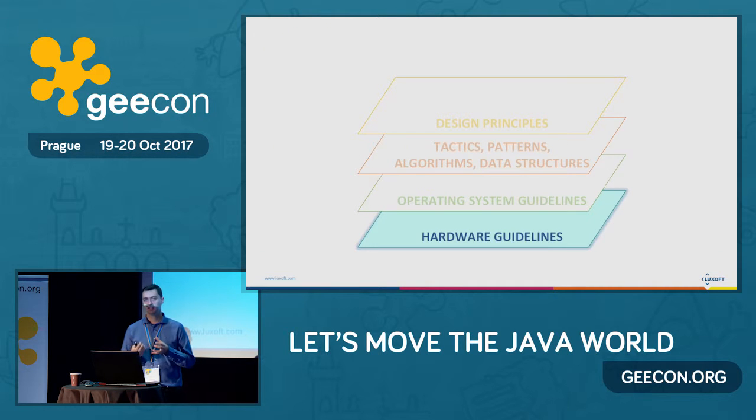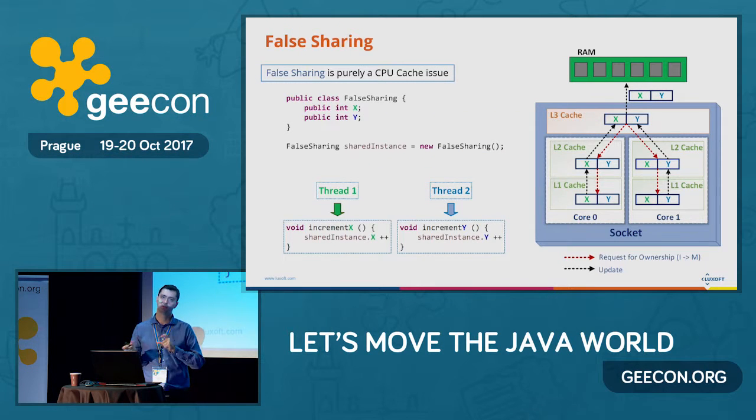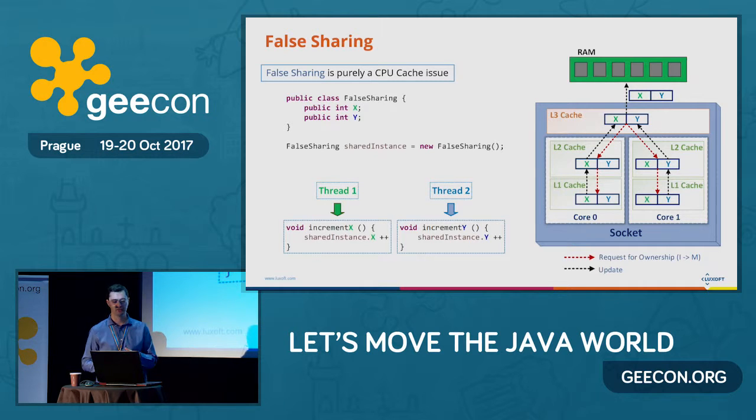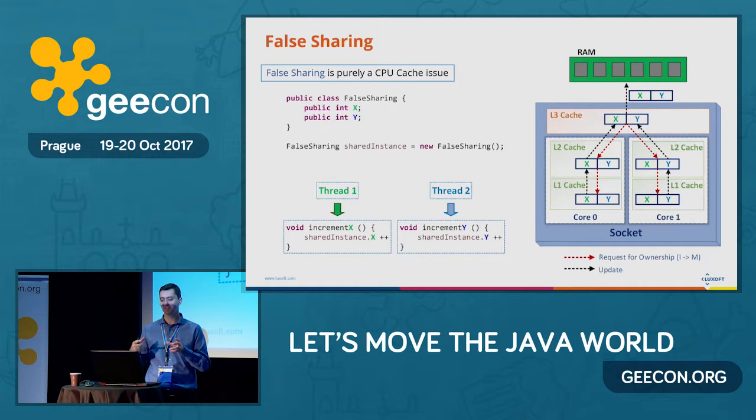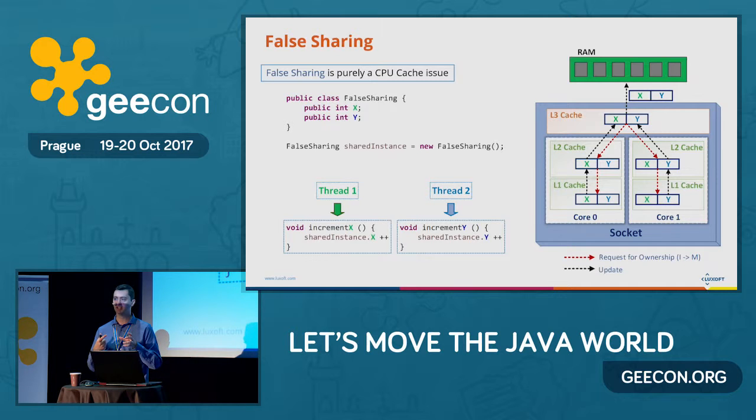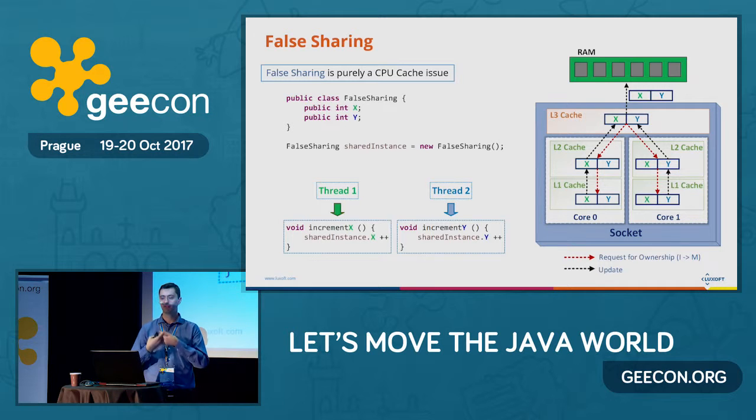The second level and the last one is in terms of hardware. The first one is also very well known and well discussed: false sharing. False sharing is basically a CPU issue. It's the way caches are built inside the CPU. We should be aware of that, and we should avoid this false sharing situation.